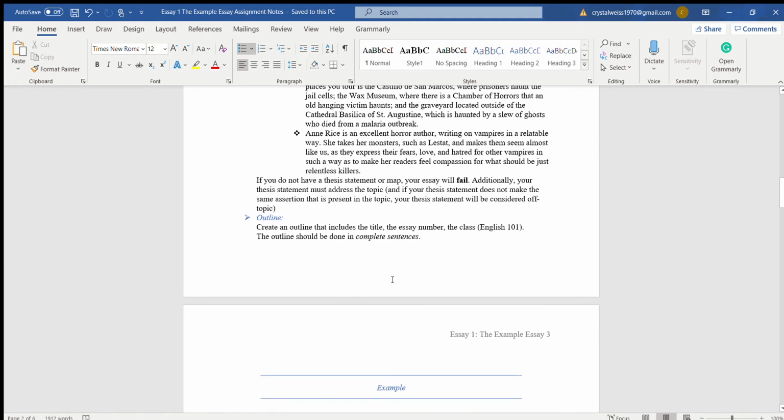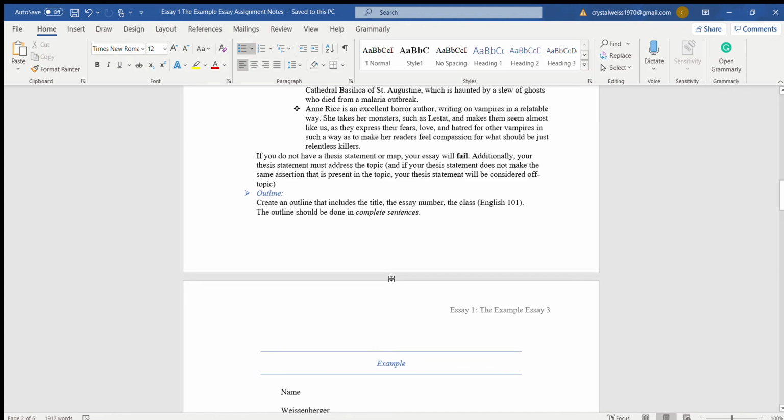Additionally, your thesis statement must address the topic, and if your thesis statement does not make the same assertion that is present in the topic, your thesis statement will be considered off topic. Okay?